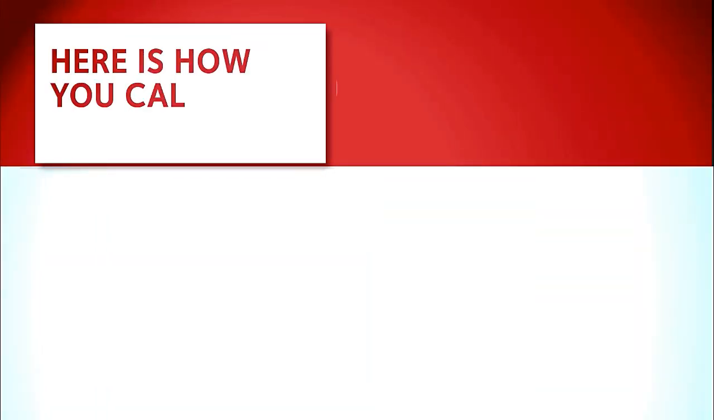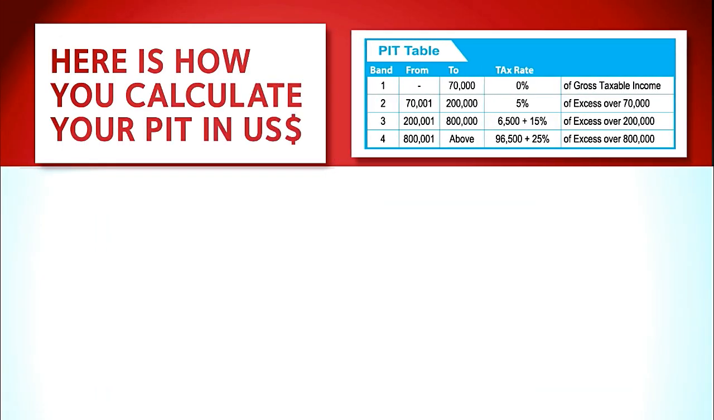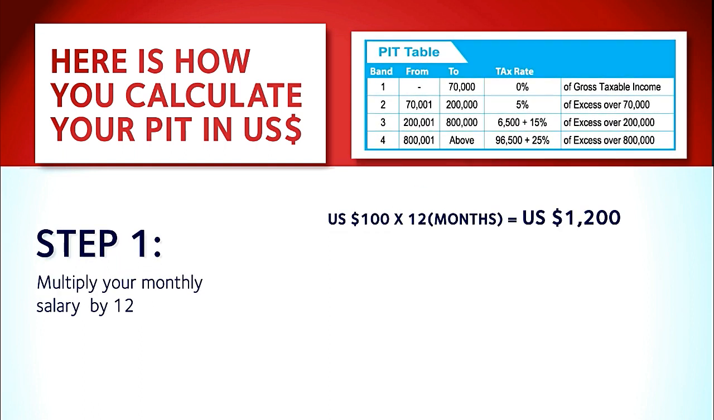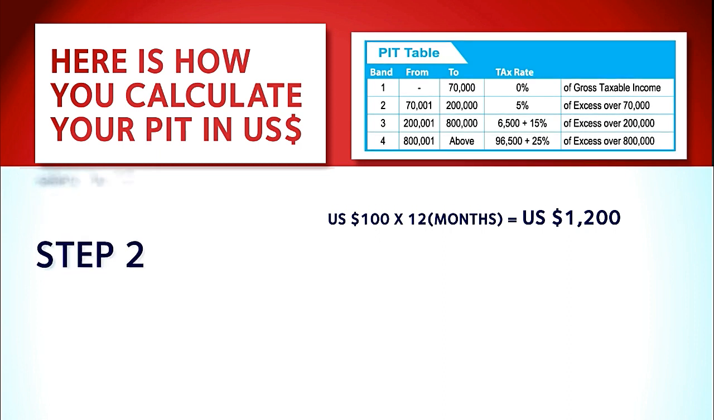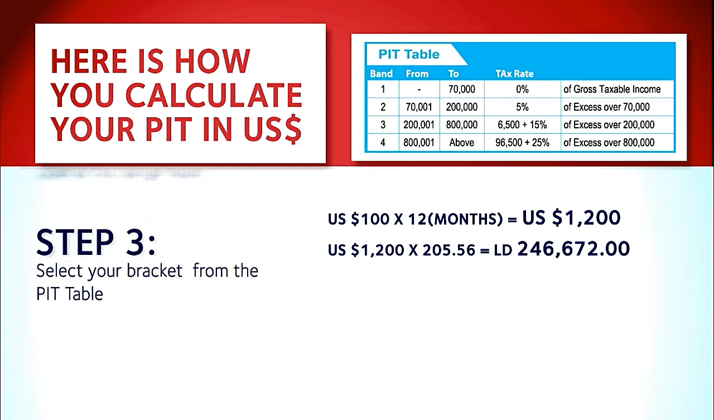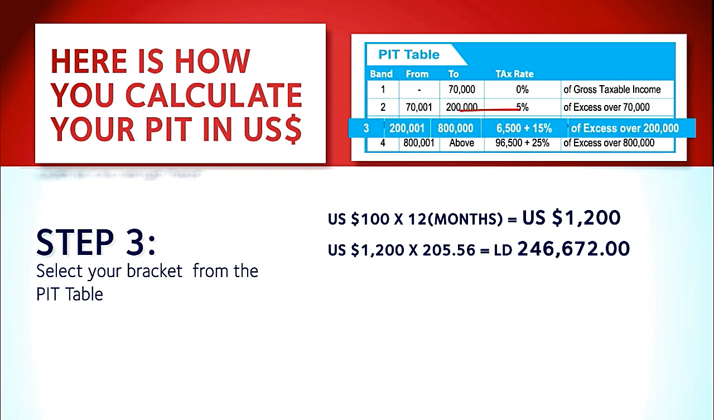Here is how you calculate your PIT in US dollars. Multiply your monthly salary by 12. Multiply the total amount by the current Central Bank of Liberia exchange rate. Select your bracket from the PIT table.